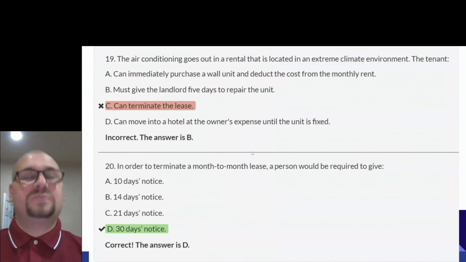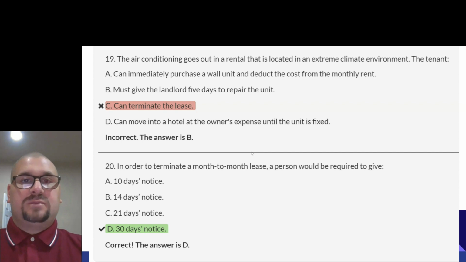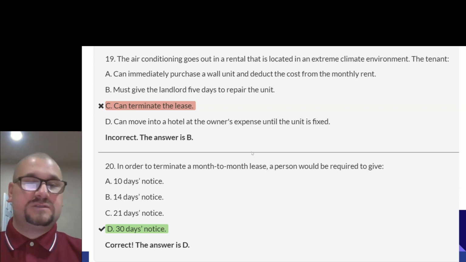This is an example that's happened to me. My AC went out. I had renters, and the next day I was on the ball, got the new unit, and installed it, fine. But the tenants have to give the landlord 5 days to repair the unit. Can they immediately purchase a wall unit and deduct the cost from the monthly rent? No. Can they terminate the lease? No. Can they move into a hotel at the owner's expense until the unit is fixed? No.